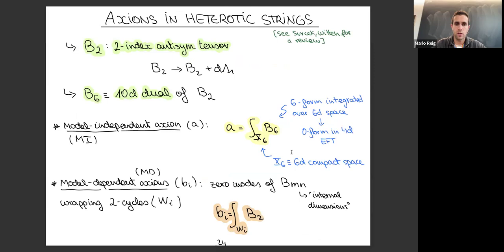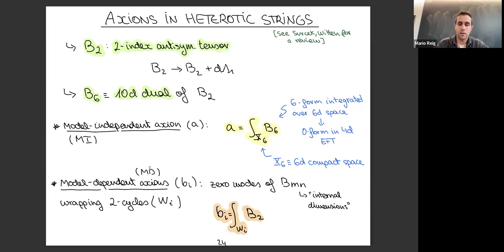Now, this was the toy model. In heterotic strings, for instance, the thing is a bit more complicated. As I said before, the source of axions is the B field, which is a 2-index antisymmetric tensor, a 2-form. And it is also important that we have a 10D dual of B2, which is a B6, in other words, a 6-form field. So from these two objects, I can get many axions, but I can classify them in two classes. I have a single model-independent axion, which I get from integrating B6 over the entire compact space. It is a 6-form, so if I integrate it over 6 compact dimensions, I get an axion in 4D.